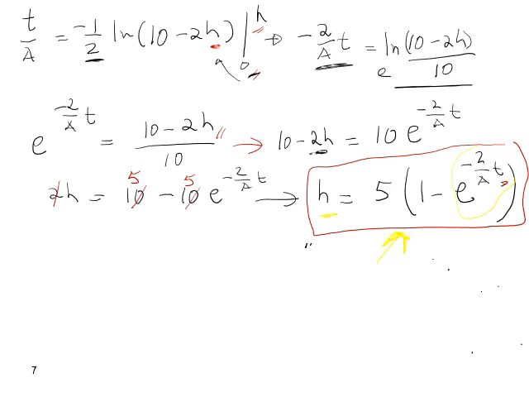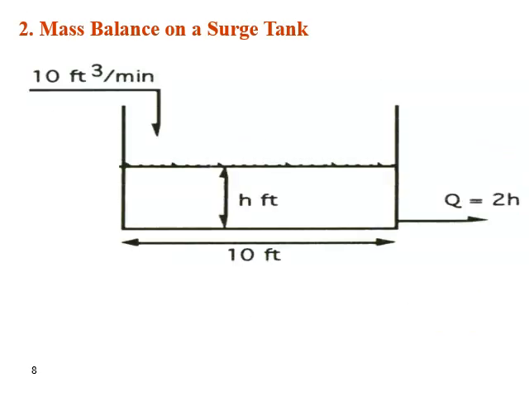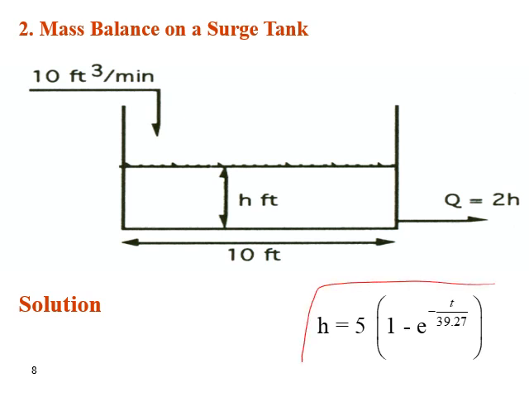So this is the answer. Let me just go to the next slide. You might wonder, why didn't I substitute the value of A? You can substitute it. You know that A is equal to pi d squared over 4, and you have d as 10 feet. This is just a constant. Now, I believe this is the solution that we got, and the only difference is A, which is calculated here.